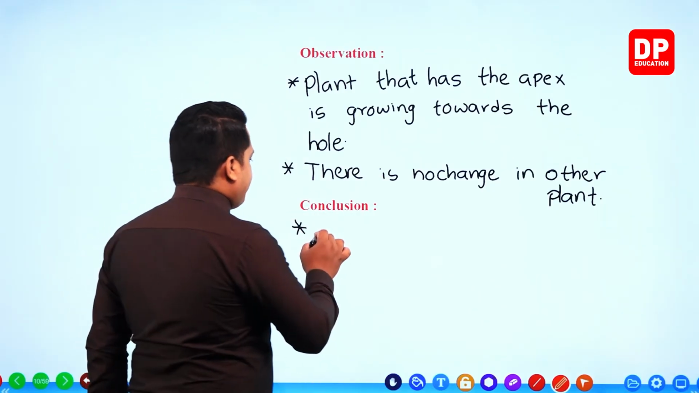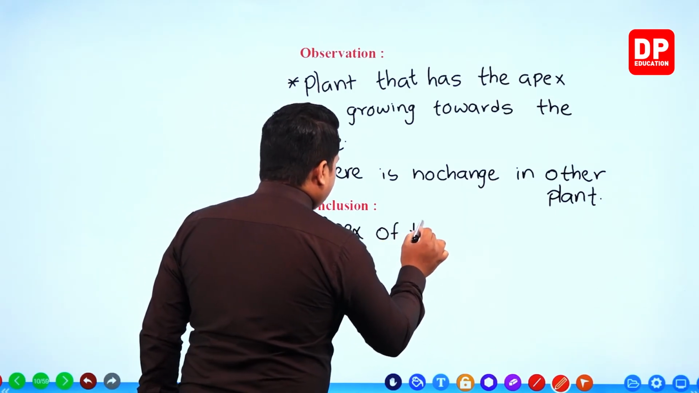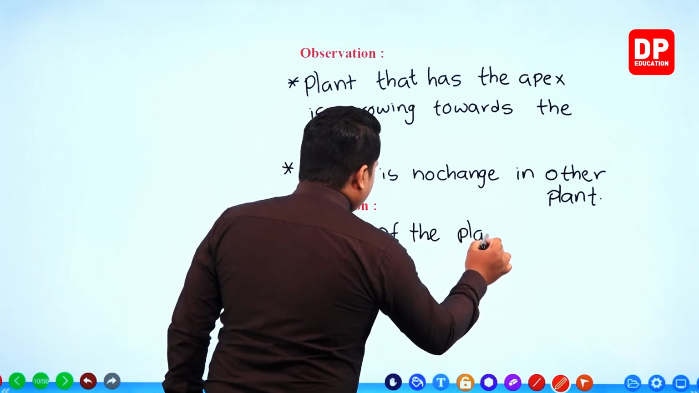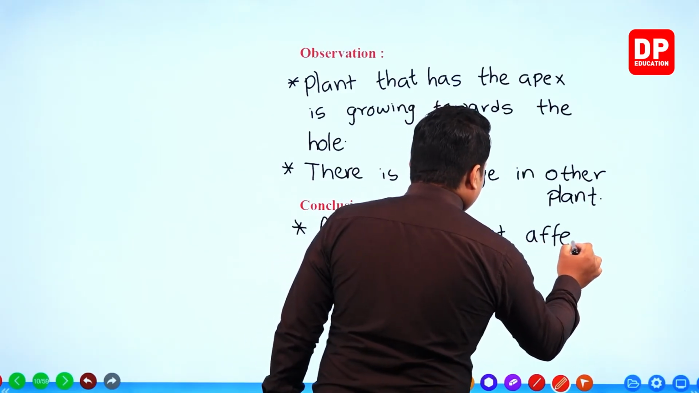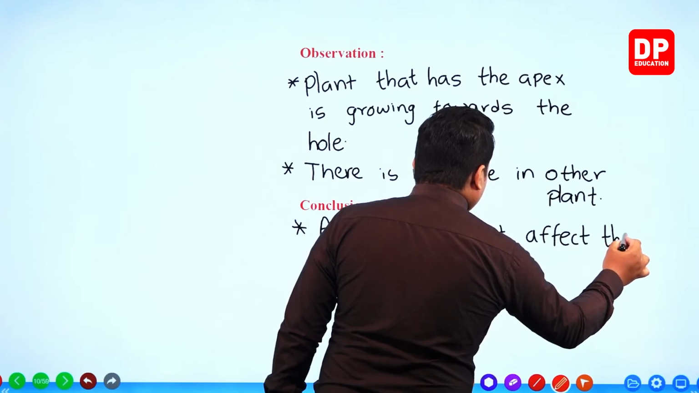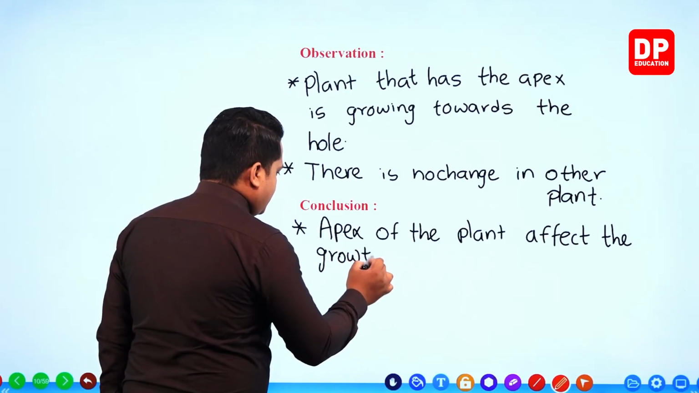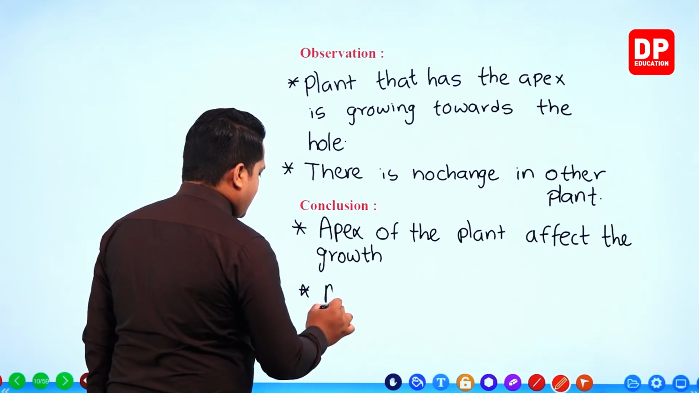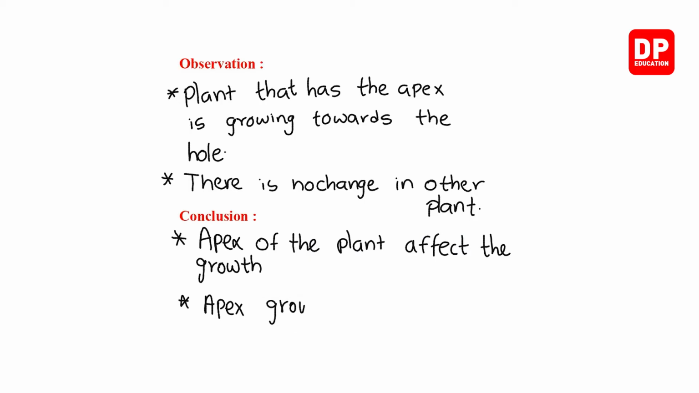So we can say that number one, apex of the plant affects the growth. Then secondly, apex grows towards sunlight.